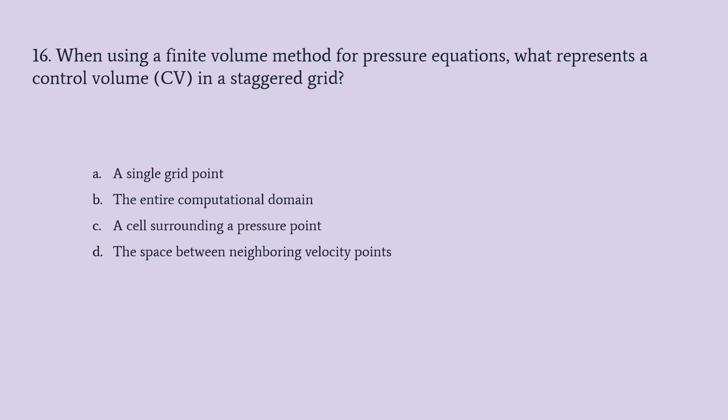The question is about representation of a control volume in staggered grid for pressure equations. How will you represent the control volume for pressure equation in a staggered grid? Try to answer the question.